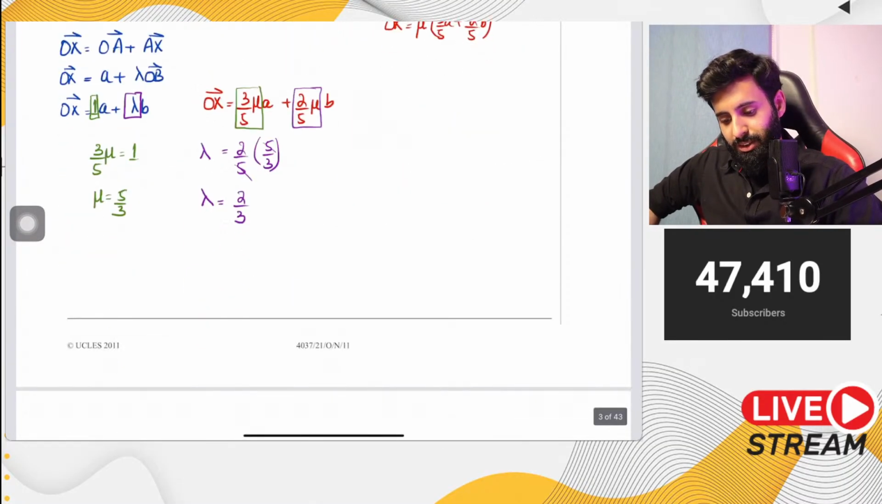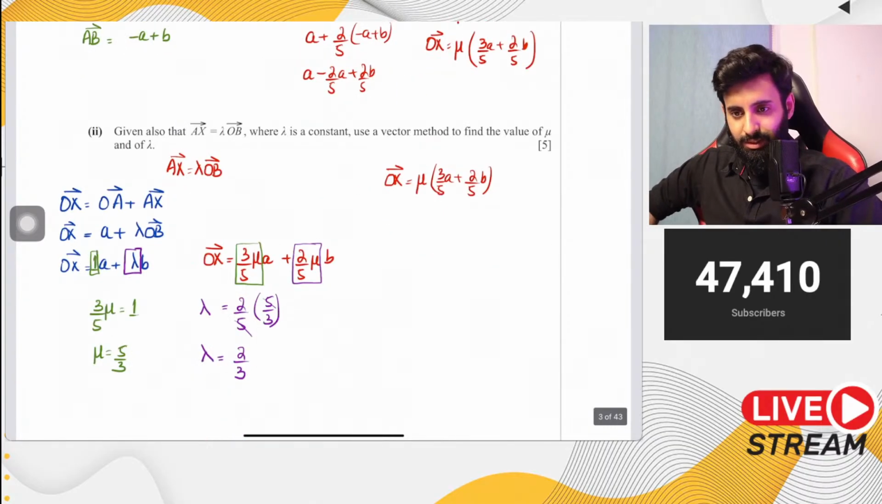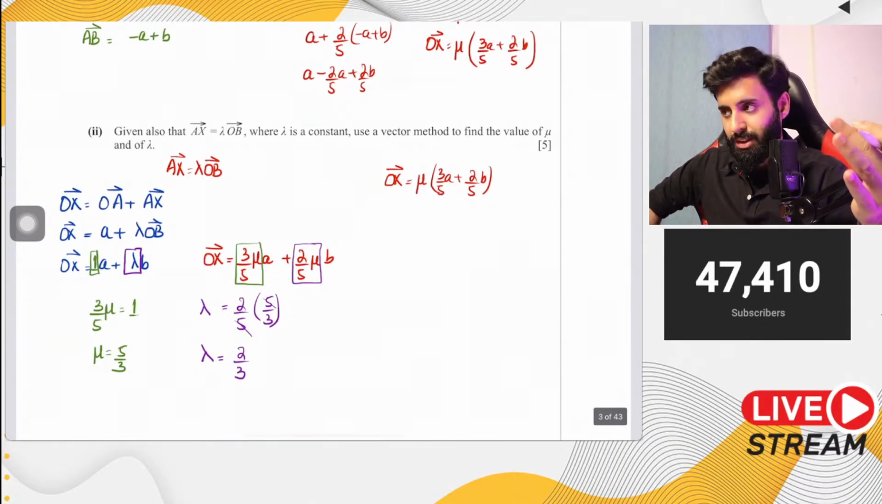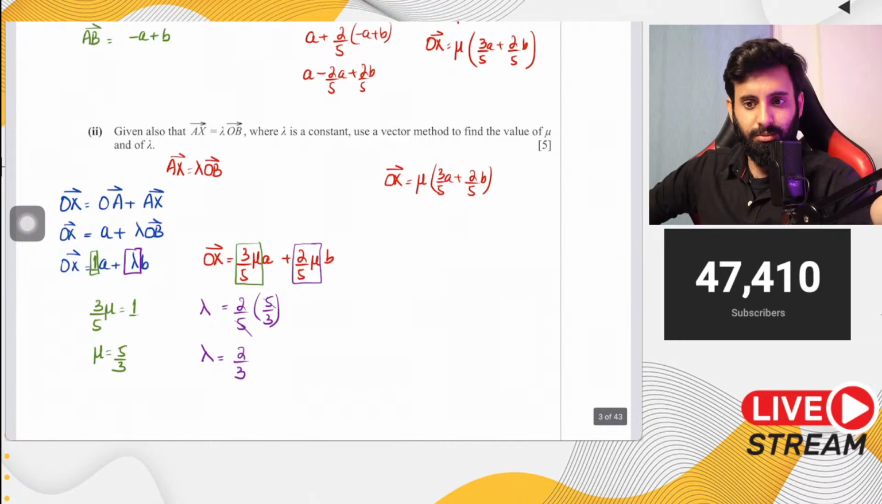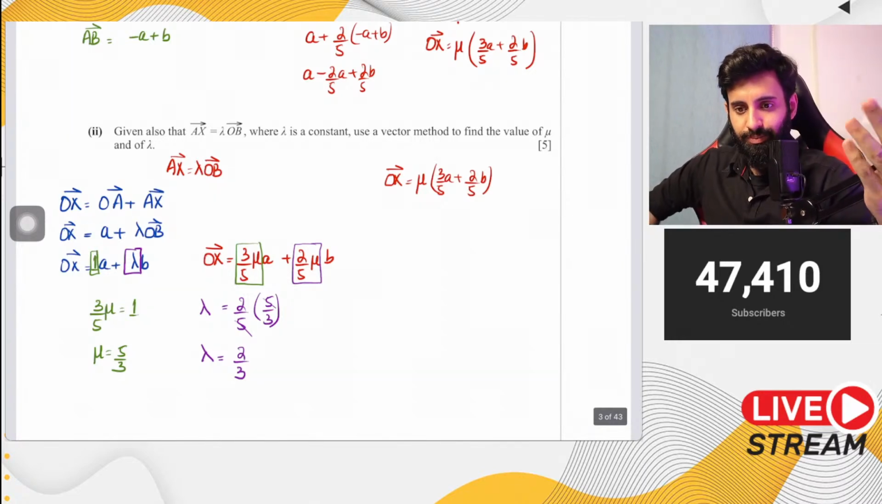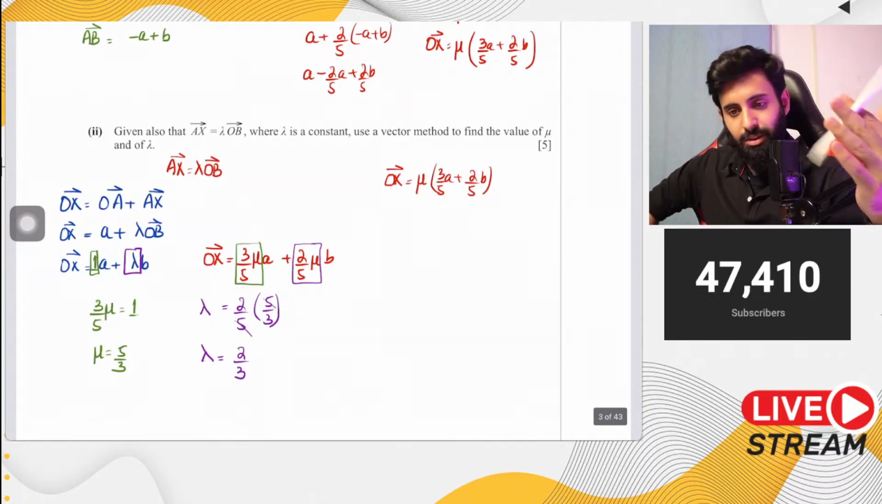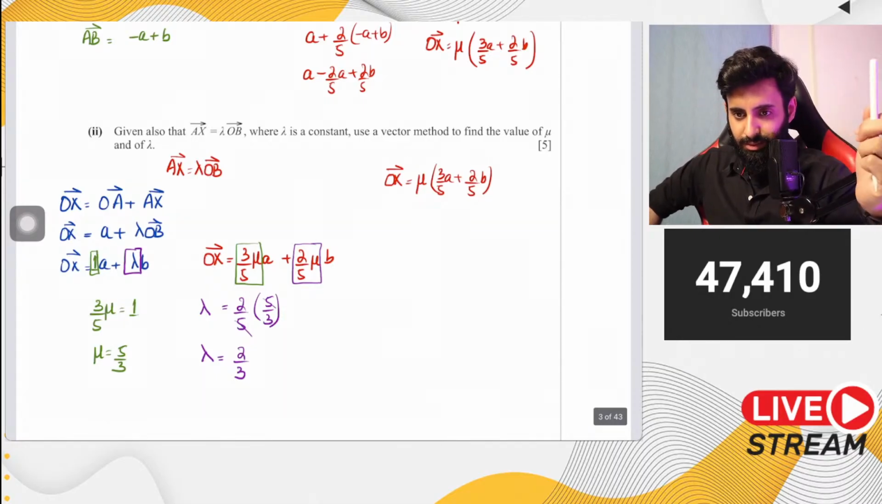Mu is a Latin word. So you know how you have alpha, beta, gamma, delta, mu, phi. These are all, what do you call these, these are all Latin words. Okay.